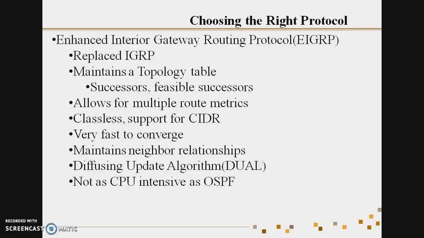Next is EIGRP, the Enhanced Interior Gateway Routing Protocol, which replaced IGRP. Here the advantages are that it maintains a topology table with successors and feasible successors. It allows multiple routing metrics. It's again classless, supports CIDR, converges very fast, and maintains neighbor relationships. It also supports the DUAL diffusing update algorithm and is not as CPU intensive as OSPF. OSPF is a very intensive algorithm.